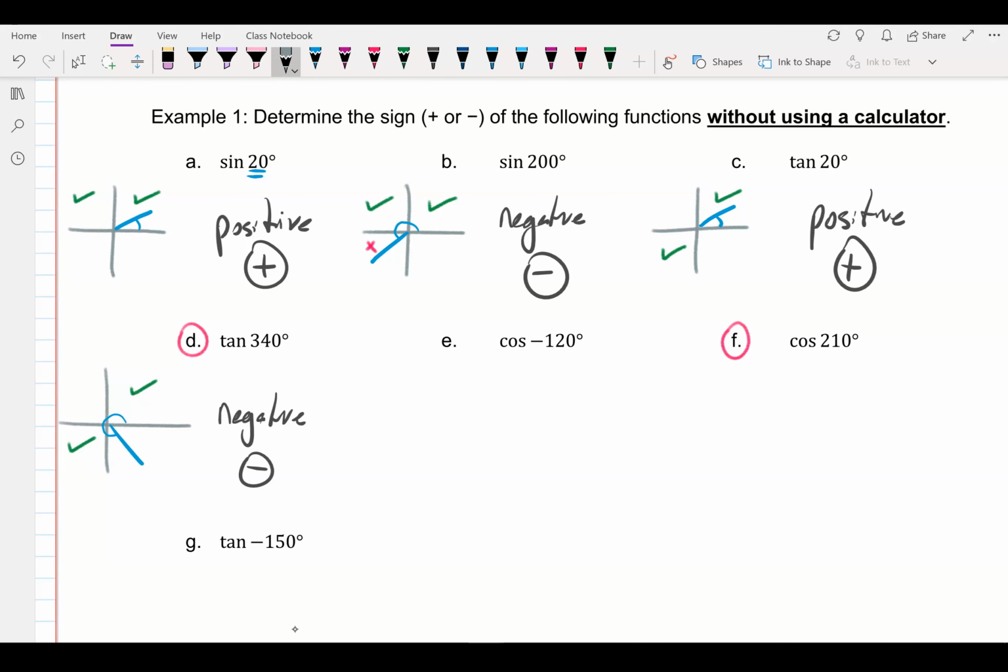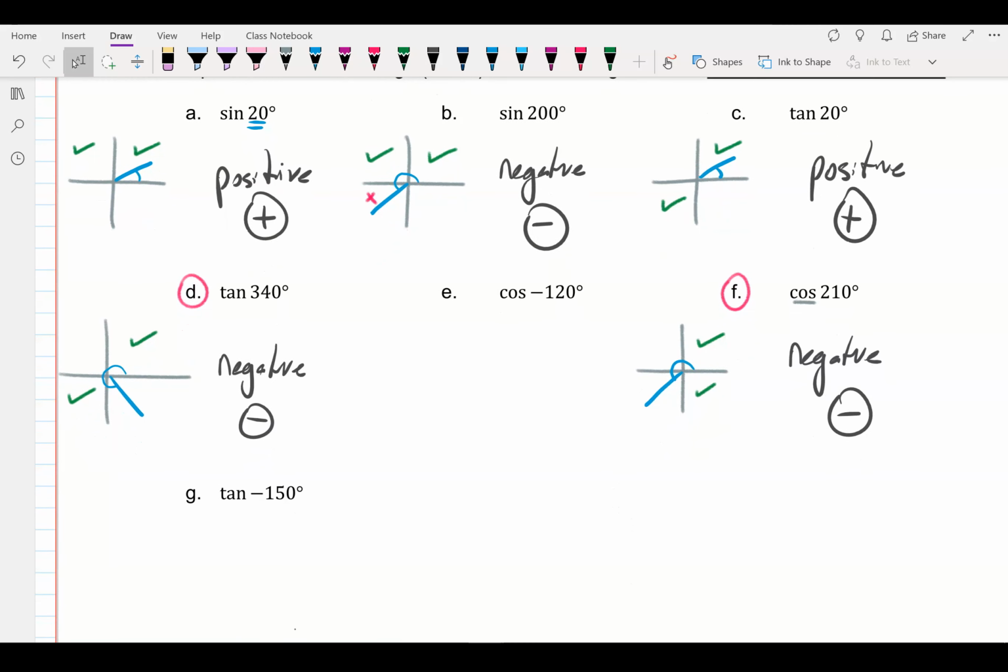For F, we've got a cosine. So 240 is in the third quadrant. Cosine is positive. Remember, CAST, C and A, it's only positive in these quadrants, which means that this is a negative. Hopefully you're seeing what I'm getting at here. Now we haven't done E or G. Let's take a look at E now.